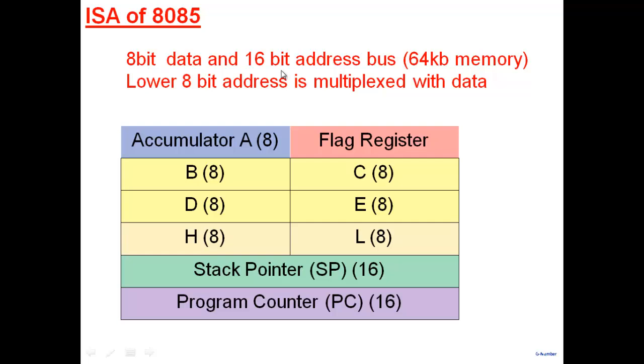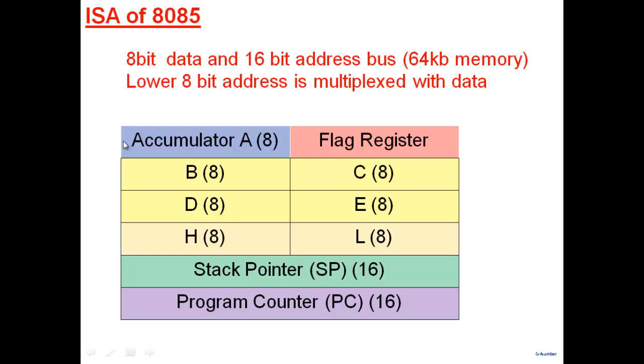The address is 16-bit. Remember, this microprocessor will be interfaced with memory, so the entire program is going to be stored in the memory. A 16-bit address basically tells you that you have 64 KB of memory available. So that's the maximum memory that you can interface to your 8085. So it has a 16-bit address bus. This we'll see a little later on.